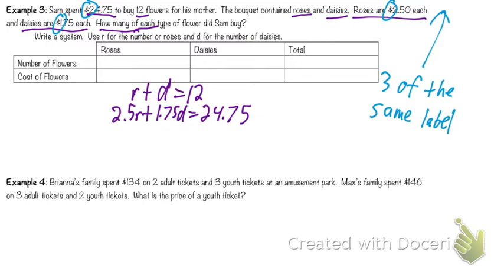I would suggest that you write 3 of the same label, which I have written at the far right. I would suggest you write that above number 3, and maybe even circle the dollar signs, okay?